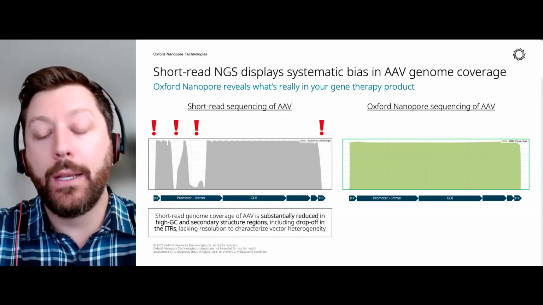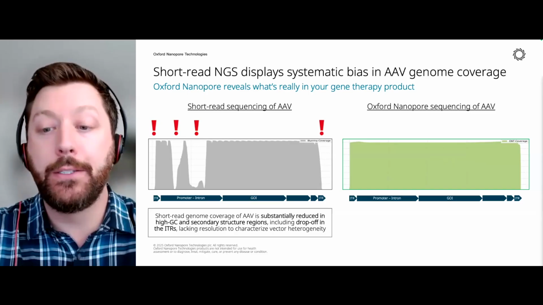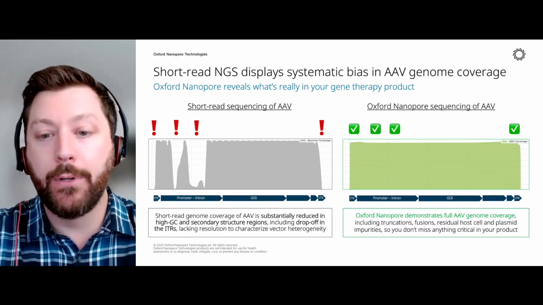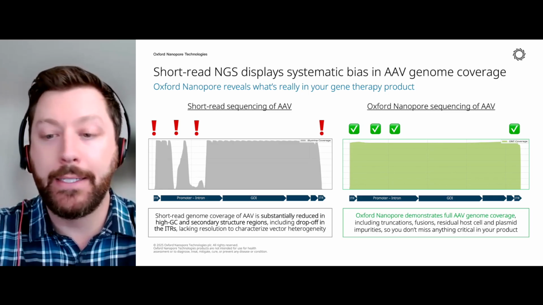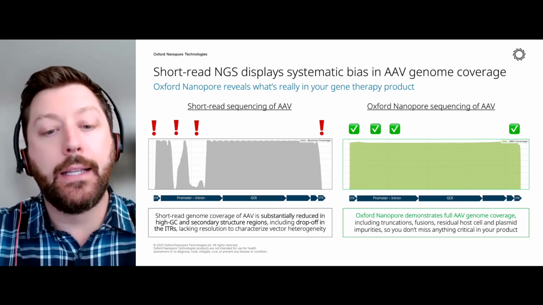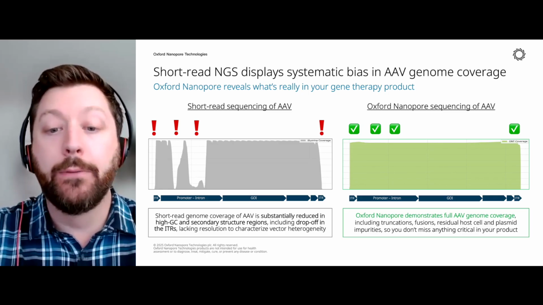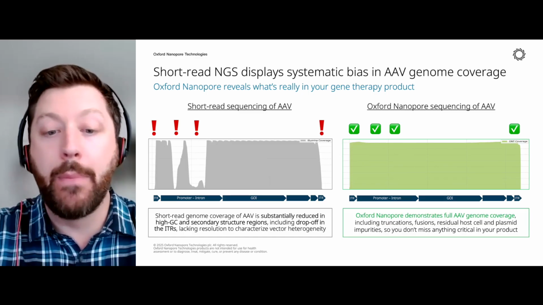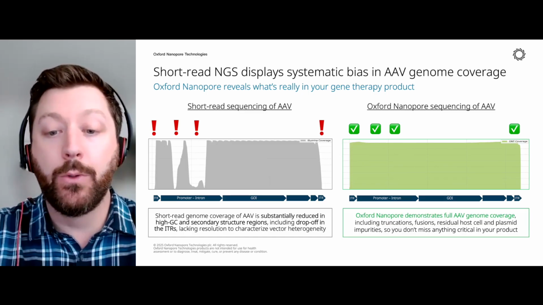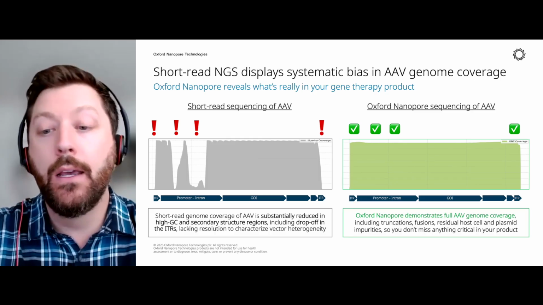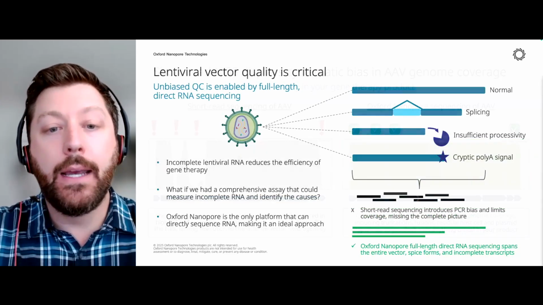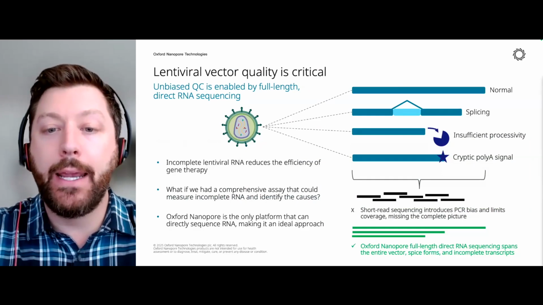On the right, we can see why Oxford Nanopore sequencing is uniquely suited for characterizing these viral vectors, delivering complete, uniform coverage across the AAV genome from ITR to ITR. This allows for direct detection of not only full-length vectors, but can also spot if there are any truncated vector genomes, chimeric sequences, and residual host or plasmid DNA impurities, providing a more accurate view of what's actually inside your vector prep. And this type of platform isn't just useful for AAV.